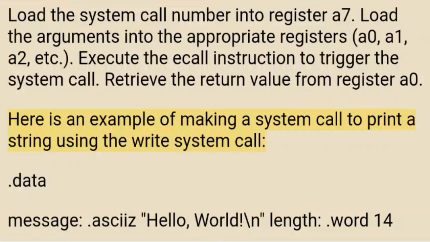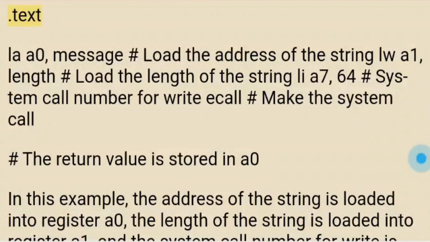Here is an example of making a system call to print a string using the write system call. .data message: .asciiz "hello, world\n" length: .word 14 .text la a0, message # load the address of the string lw a1, length # load the length of the string li a7, 64 # system call number for write ecall # make the system call # the return value is stored in a0.